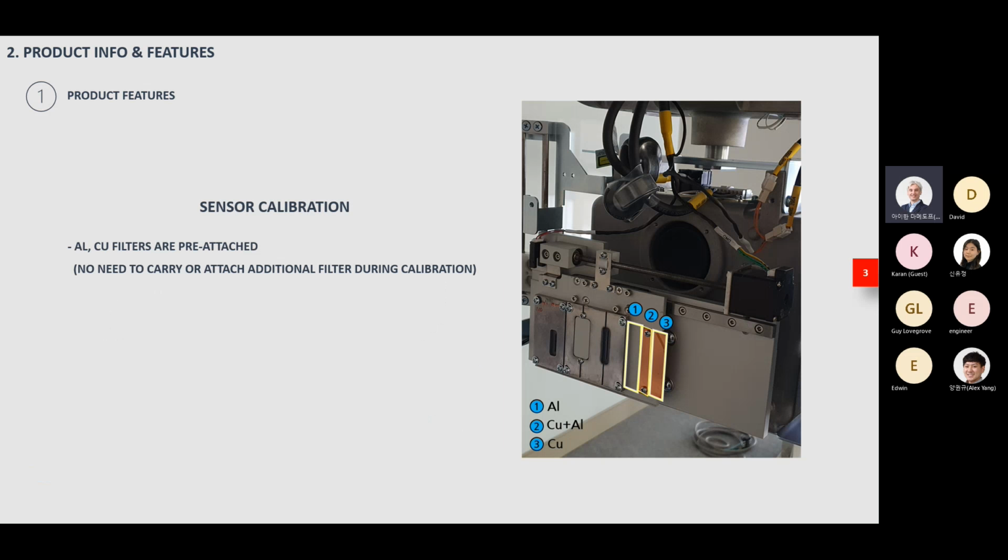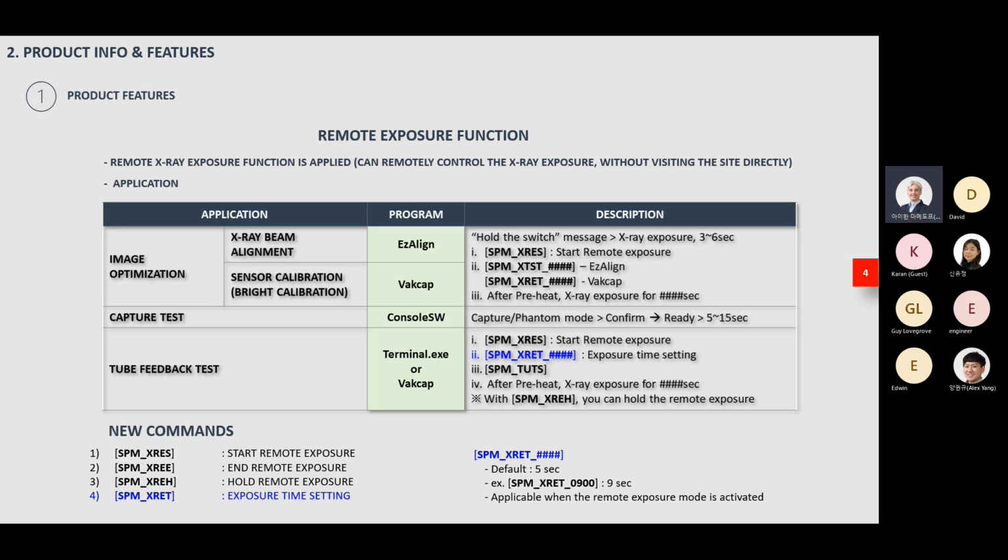As I told you in the previous slide, we added these 3 filters for sensor calibration. You will use them during the sensor calibration, so you don't have to worry if you forgot them in the office, because you don't have to carry them anymore. They will be here. And in case of remote exposure, as I told you, we added new commands. With remote exposure you don't have to go to the site. If you have a good internet connection at the site, then you will be able to connect to the device and make image optimization.